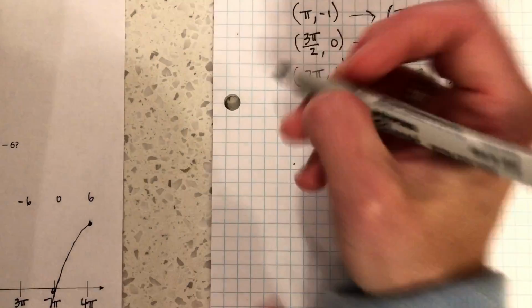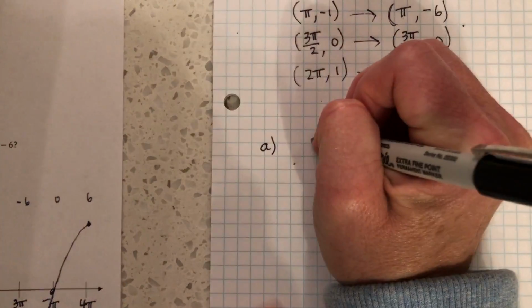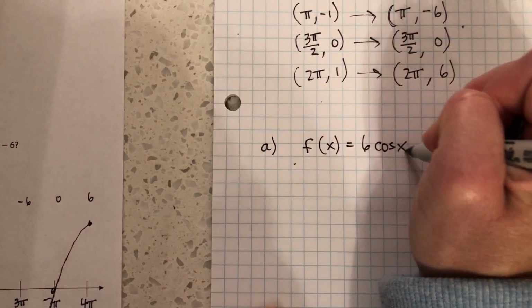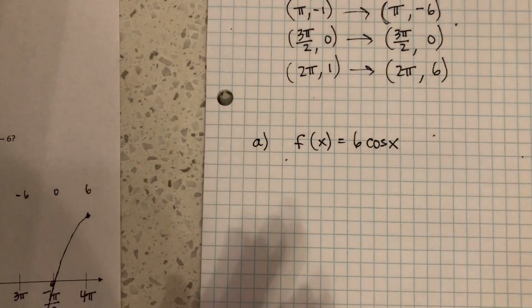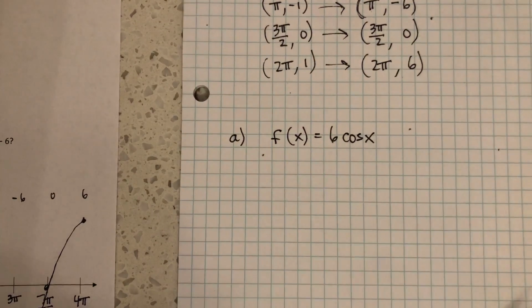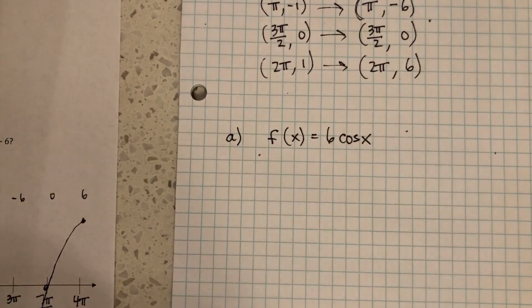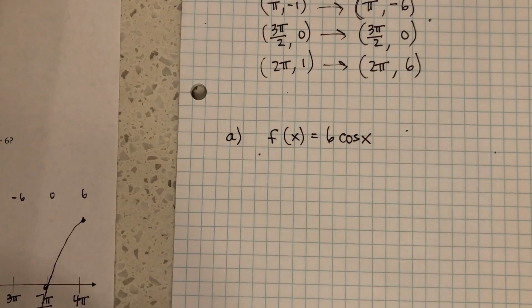Well, another way you could have done that, in part A, it asked you for the y-intercept. The function is f of x equals 6 cosine x. Guys, just like any other graph, how do you find the y-intercept? What does the x-coordinate have to be of a y-intercept? It's got to be 0. So you plug 0 in, and whatever number comes out is the y-intercept.